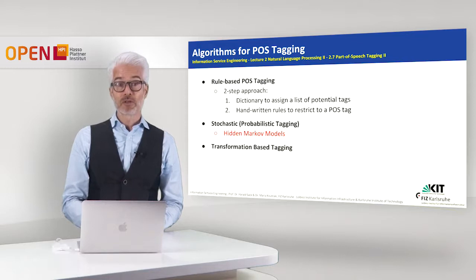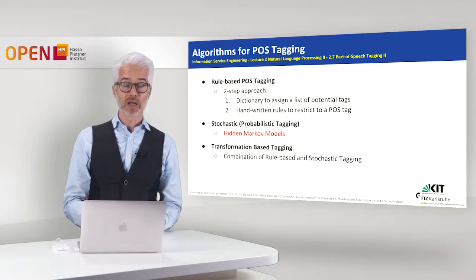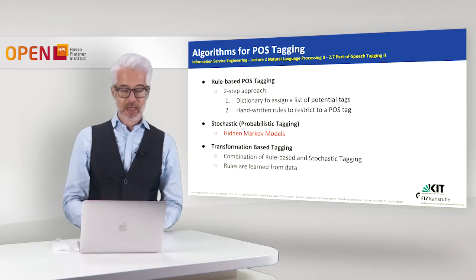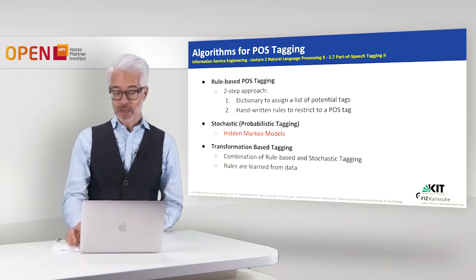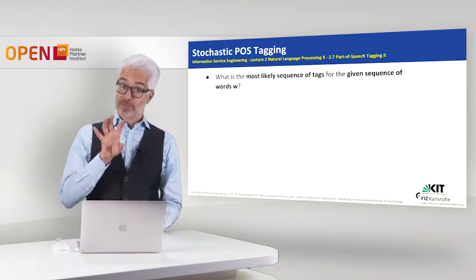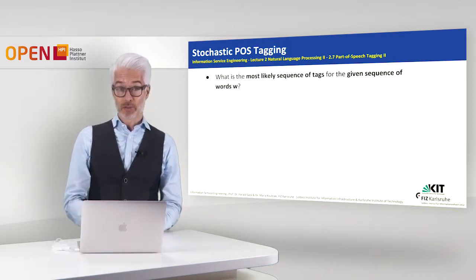And then there are so-called transformation-based tagging approaches, and they take into account both approaches, rule-based as well as stochastic. So they combine both approaches together. And also there is the possibility to learn these kinds of rules already from existing data. Okay, but now let's focus on the most popular approach, which is the stochastic approach.